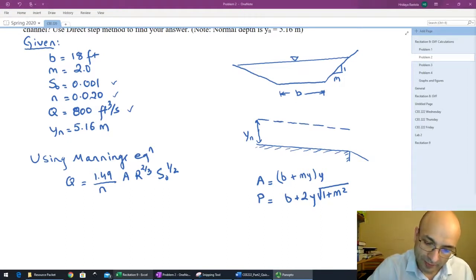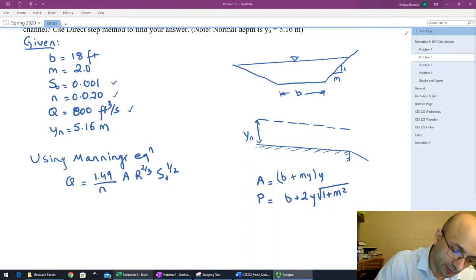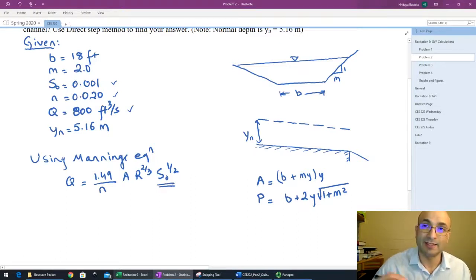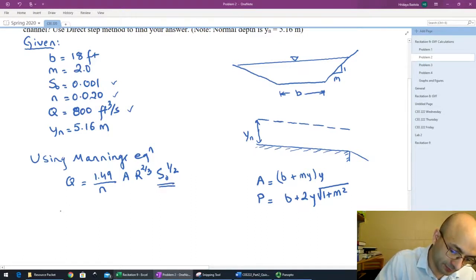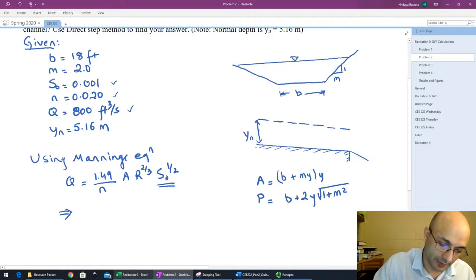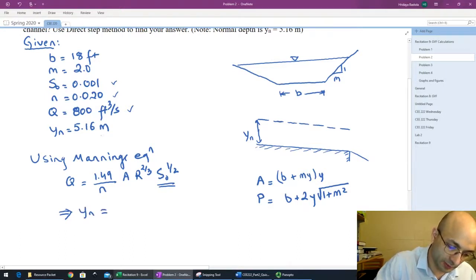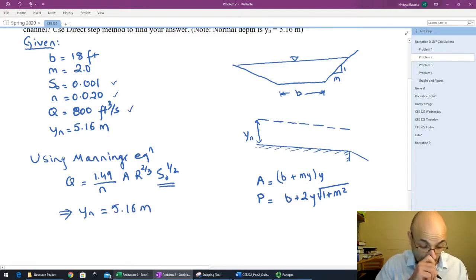So using the m value, the y in Manning's equation, when you use the channel slope bottom, that is the normal depth. Once you plug in the values for area, hydraulic radius, and channel slope, and solve for yn, you'll get the same y1 value up there, so 5.16 meters. So if the normal depth wasn't given, you can calculate it that way.